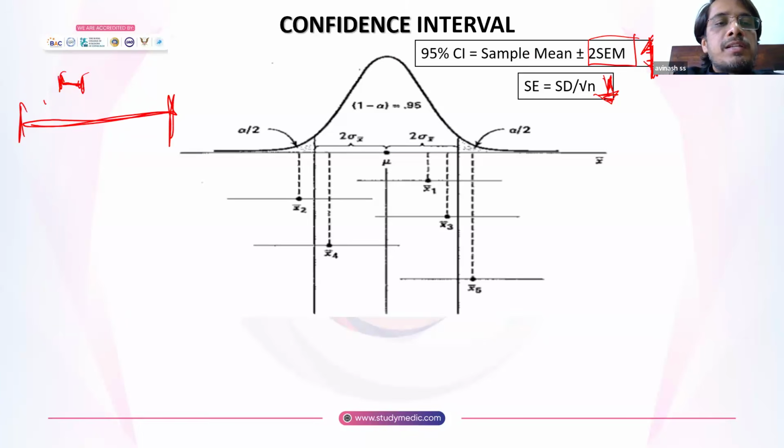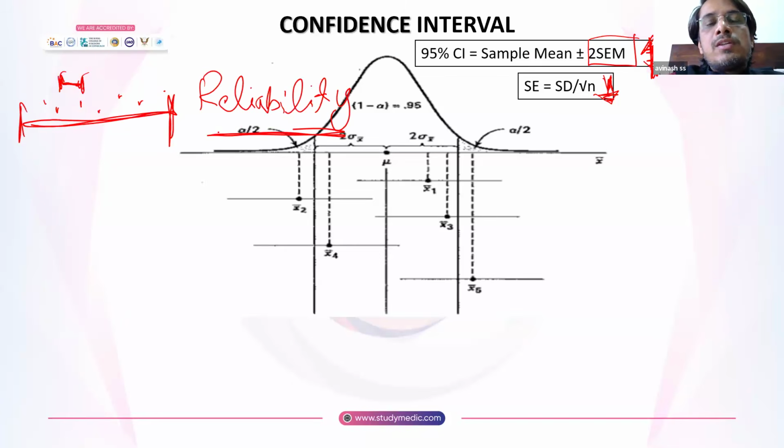That means if we repeat the experiment, we may get different values. That means the reliability of the study is poor. So the width of the confidence interval tells us about the reliability of the study. It is affected by the sample size. So we have to take a good sample size to improve the reliability of the study.